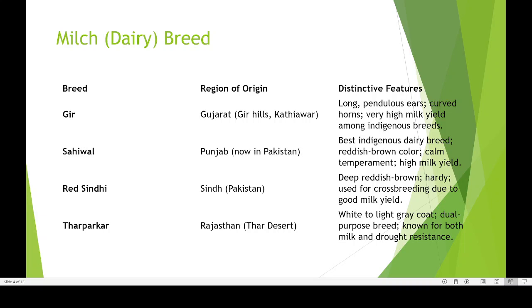And here you can see the region from where they are commonly present. For example, Gir is mainly present in the Gir hills of Gujarat and Kathiawar. Then Sahiwal is present in the Punjab area of Pakistan. Then in the Sindh area of Pakistan there is the Red Sindhi breed. Then Tharparkar is from Rajasthan. They live mainly in the desert region of Rajasthan. I will show you some pictures of that.